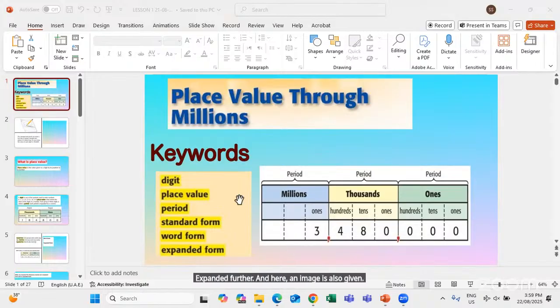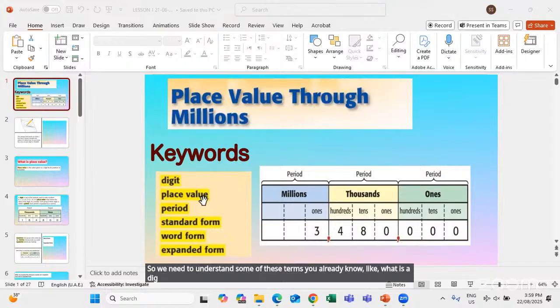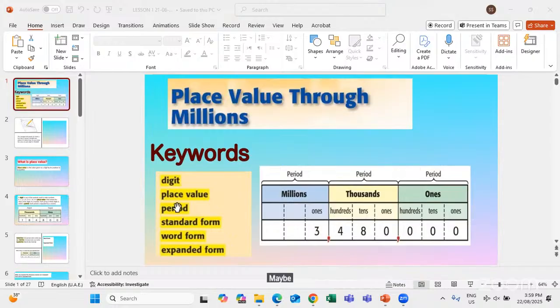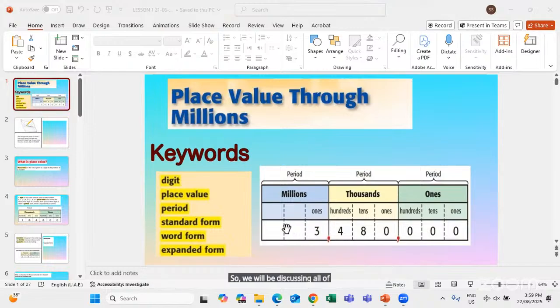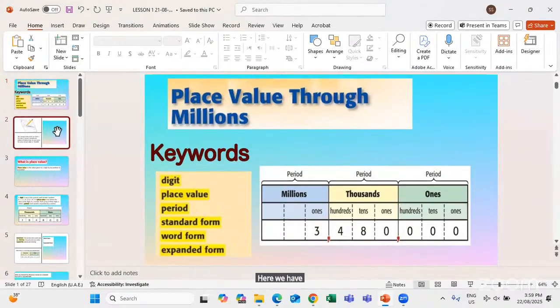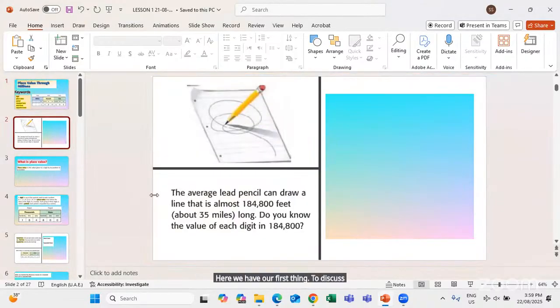So we need to understand some of these terms. You already know what a digit is, and place value. Maybe period is something which is new for you. Here, we will look at how to write, and what is the meaning of periods when we talk about place values. So we will be discussing all of these things in detail. Here we have our first thing to discuss about the average.